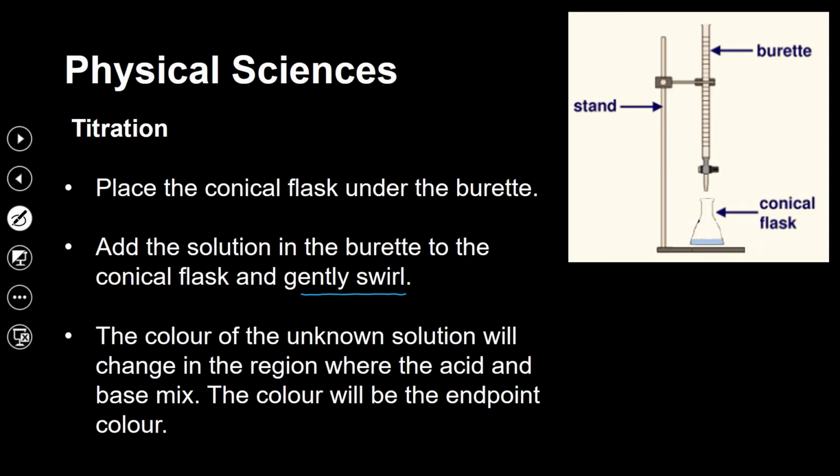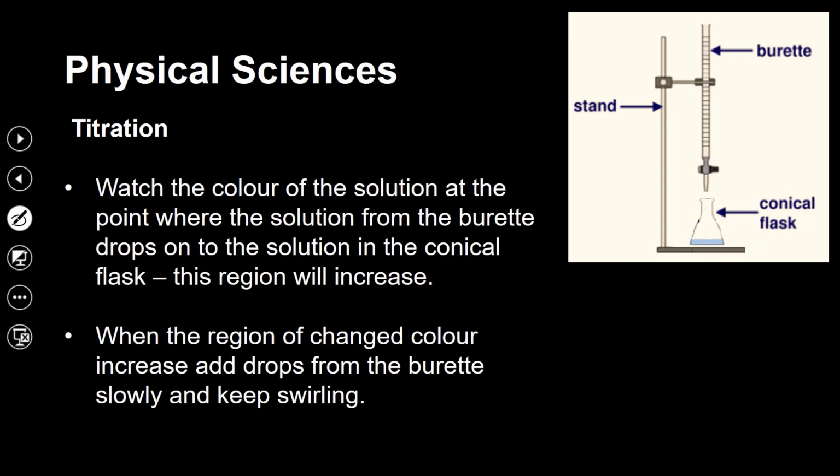And then the color of the unknown solution will change in the region where the acid and the base mix, okay? So that's where the reaction actually takes place. We also take note that at the end point, there is that color change which will tell us that, okay, this reaction has reached the end, and then we can take the readings in terms of the volume of the standard solution. The pipette will be used to measure the volume of the solution that goes into the conical flask, right? Okay, so we also need to keep track of the color change.